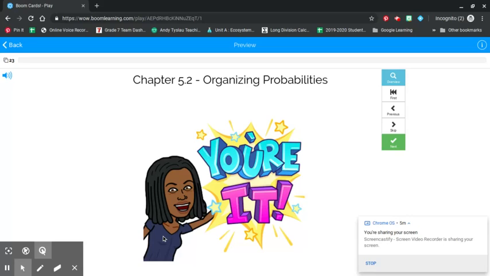Okay, in your workbook again, you are working on pages 54 to 55. Once you're done, take a picture and upload it onto Google Classroom for 5.2 organized outcomes so that I know that you've done those 2 pages.